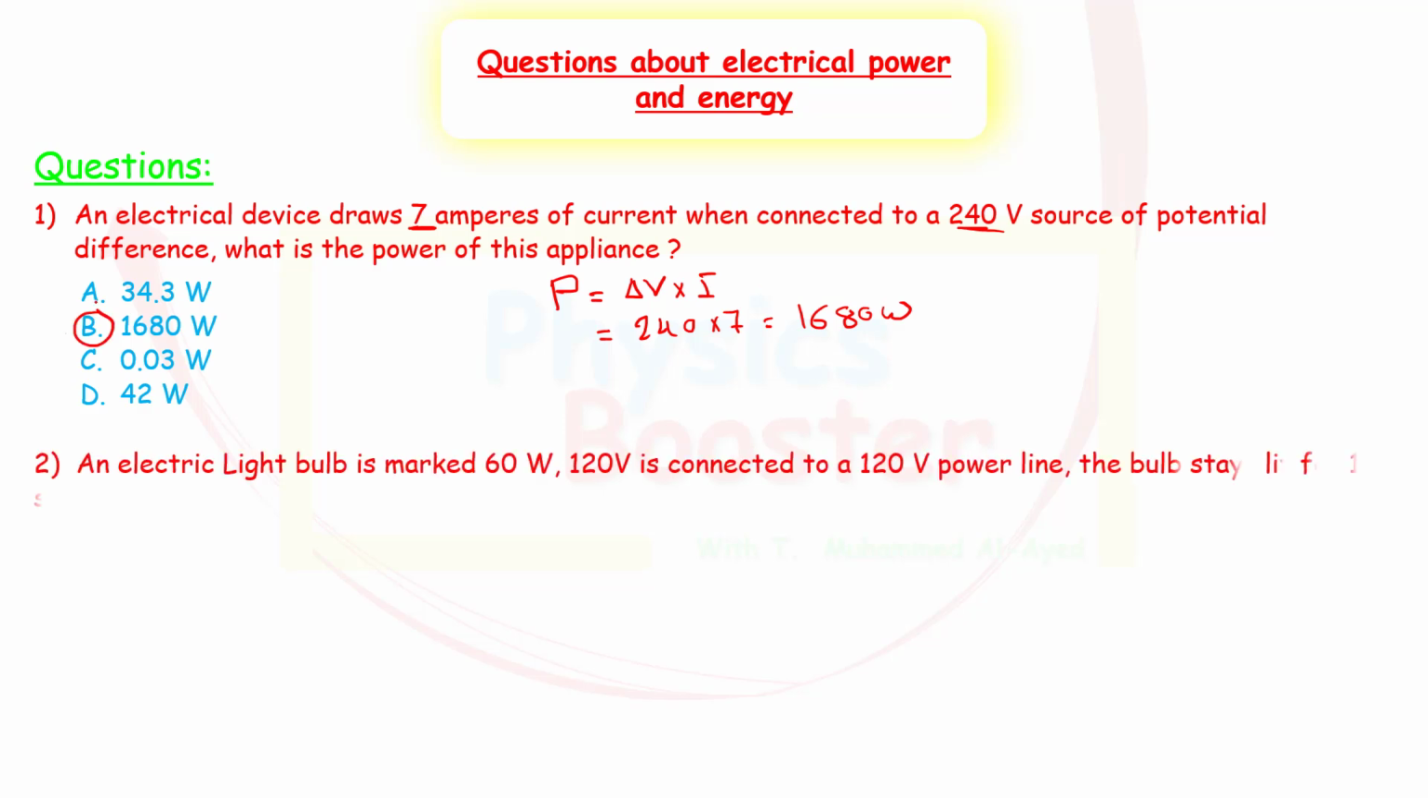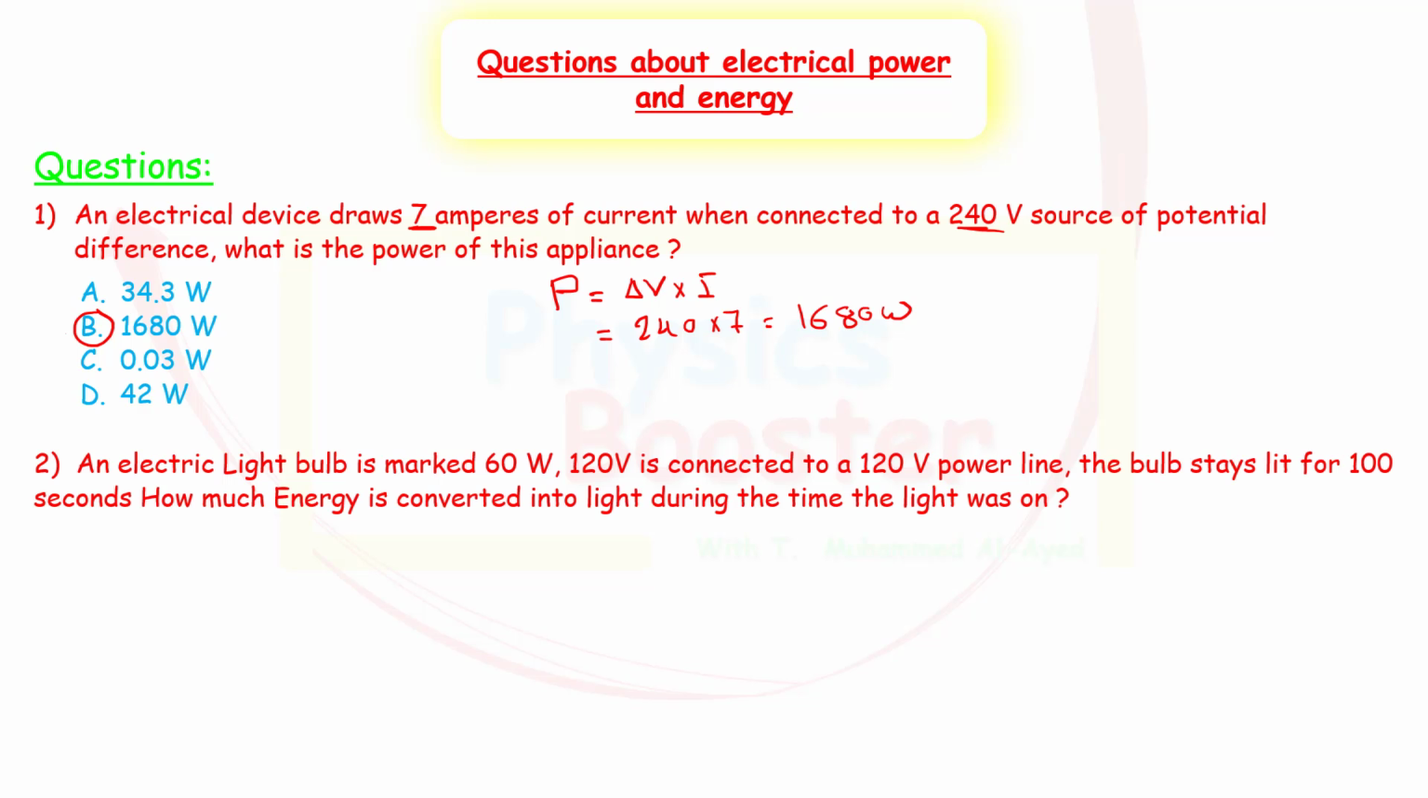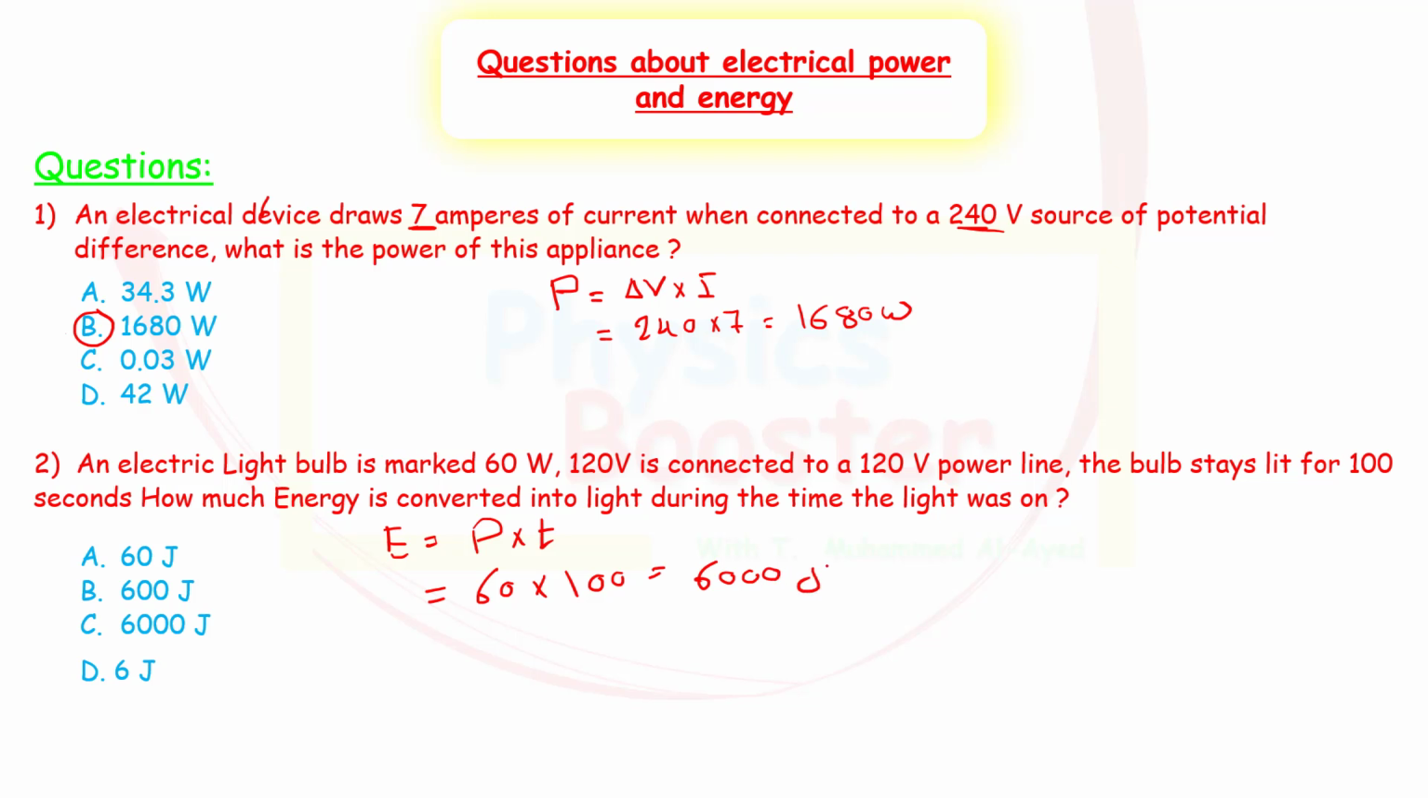Question number 2. An electrical light bulb is marked 60 W, which is watts, and 120 V, which is volts, and is connected to a 120 volt power line. The bulb stays lit for 100 seconds. How much energy is converted into light during the time the light was on? Well, we know that the electrical energy, E, is equal to P, which is the power, multiplied by time. The power is 60 multiplied by the time, which is 100. So the answer is 6,000, and the unit of energy is joules. So the answer is directly C.